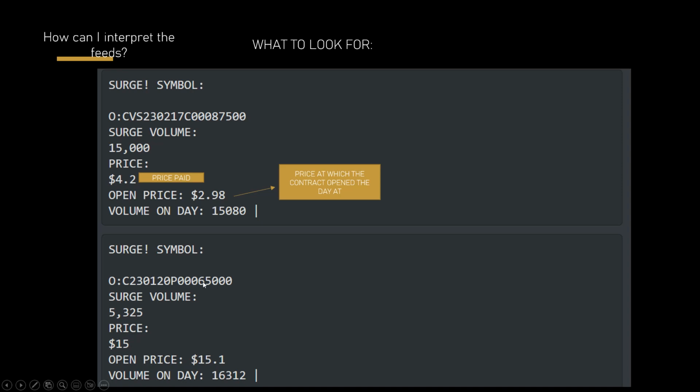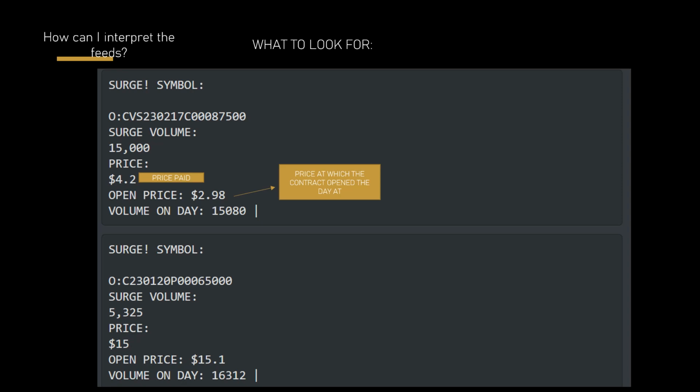Now, whenever else you are looking at these, this is what you're going to want to look for specifically. You're going to want to look at the price, which is the price paid by the trader who made this trade. And you're going to look at the opening price of the contract, which is the opening price on the day. So this contract for CVS opened today at 2.98, and then it was purchased at 4.2 at the very tail end of the day. I'm going to add timestamps to these as well because those will be important also.